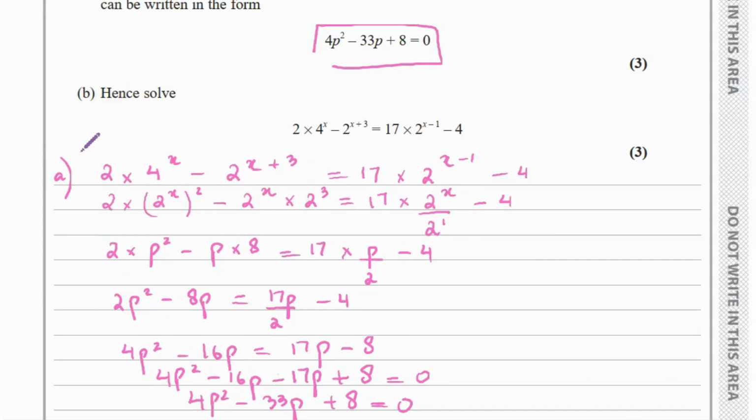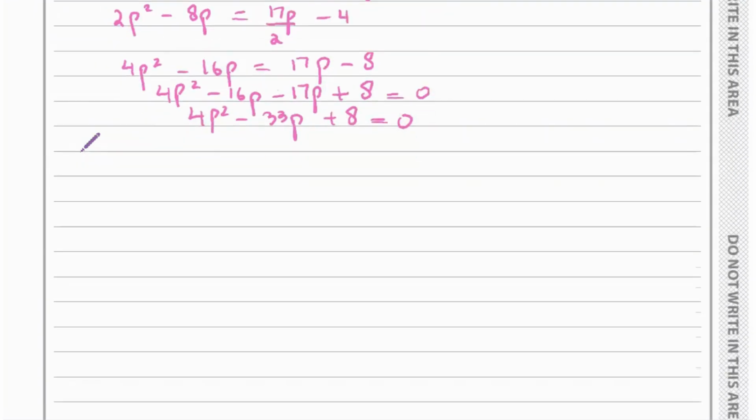Then for B, we have to solve it. So for solving, we're going to use the p equation, not the x one, because the p equation is going to be easy to solve. So we have 4p squared minus 33p plus 8 equals 0. You know how to factorize a quadratic equation because you've already learned that in your IGCSE. You can use the quadratic formula or splitting the middle term, even completing the square, whichever method is easy for you to understand. I'm going to use splitting the middle term.